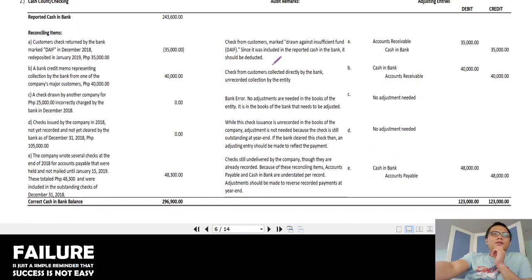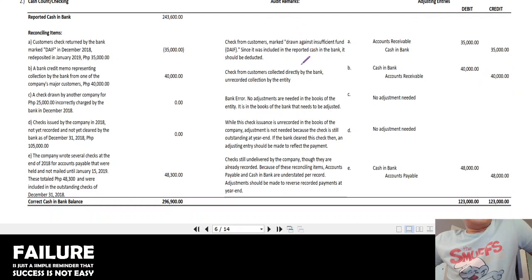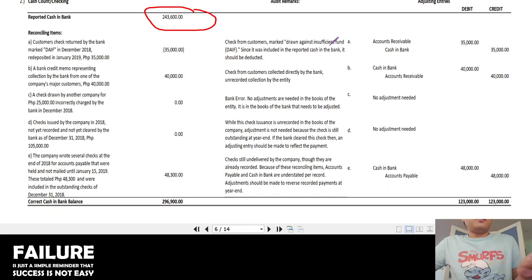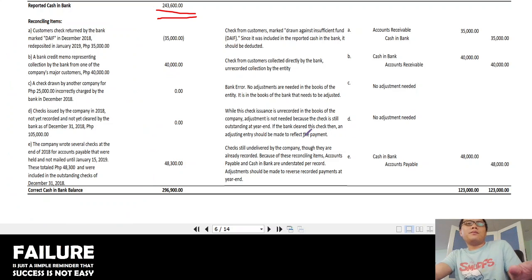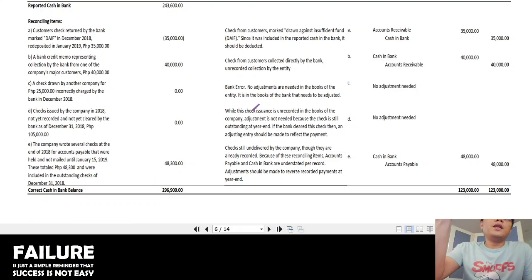So, next, na-note natin sa audit, meron tayong na-note na mga several cash transactions wherein kung papansinin natin yung unadjusted trial balance natin, 243,600 was presented as cash in bank. Pero, during the audit, we noted this reconciling item. Di ba? So again, balikan natin yung concept natin about cash and cash equivalent. Ano ba yung mga dapat natin i-present as cash and cash equivalent?